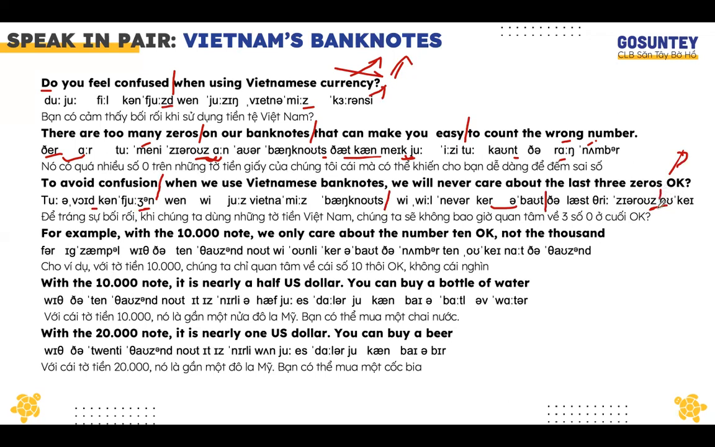For example, with the 10,000 note, we only care about the number 10, not the thousand.